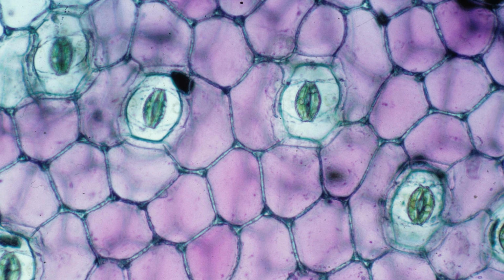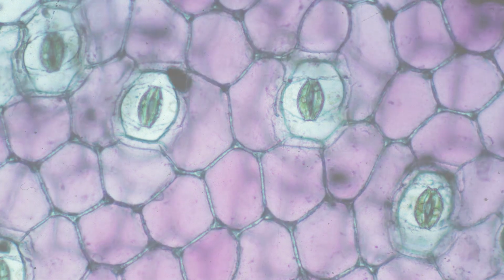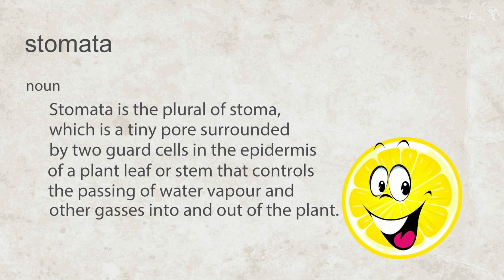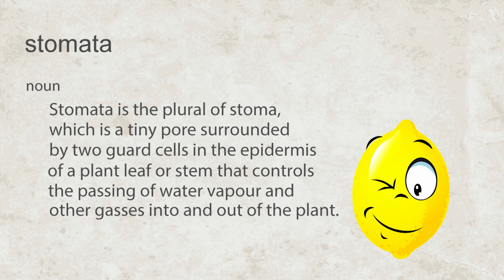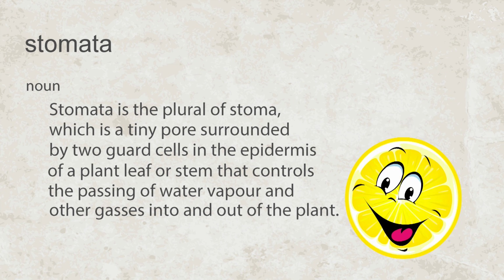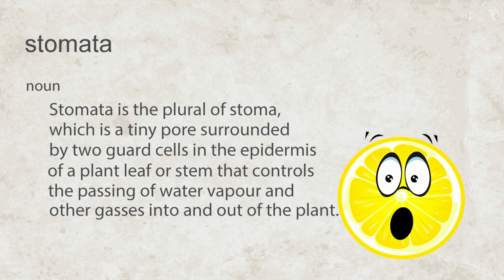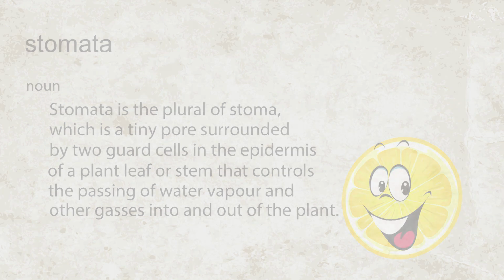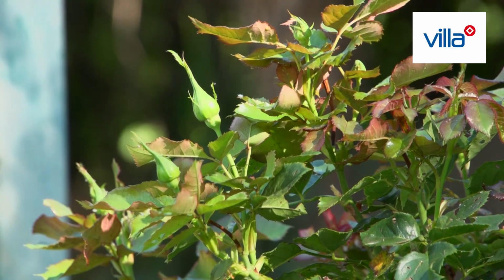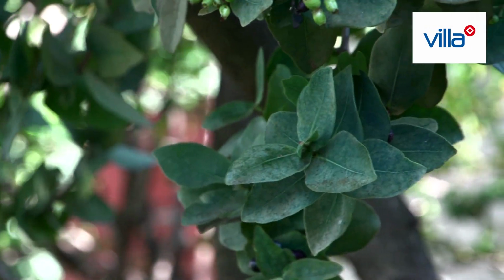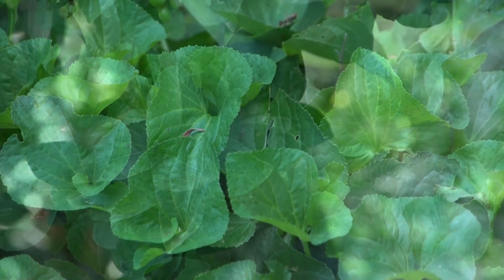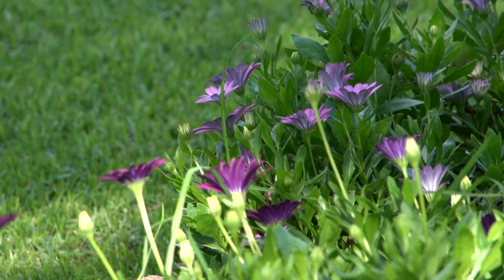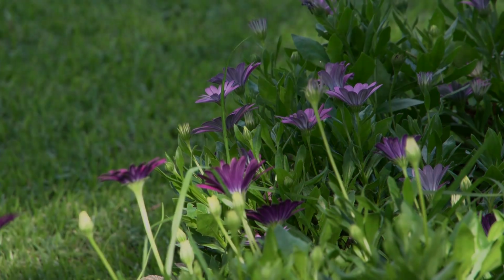On the surface of the leaf there are stomata. Stomata is the plural of stoma, which is a tiny pore surrounded by two guard cells in the epidermis of a plant leaf or stem that controls the passing of water vapor and other gases into and out of the plant. Leaves perform three very important functions, namely photosynthesis, transpiration, and respiration. We will discuss this in more detail in the next section when we look at plant functions.